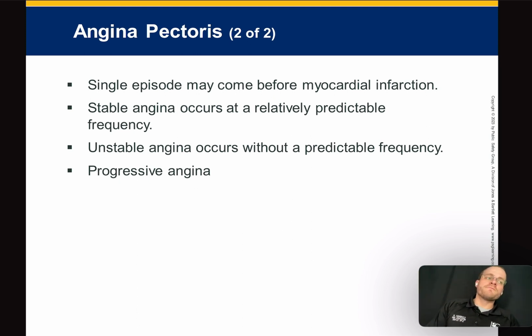As opposed to that, unstable angina occurs without a predictable frequency. So these are the people that say, I was in the shower today and I had chest pain, but it went away. That's kind of weird. Or, I was driving in my car and my chest hurt for like 10 minutes. Felt like an elephant was sitting on my chest. But I just kept driving and it went away, right? That's unstable angina. That's an issue, right?